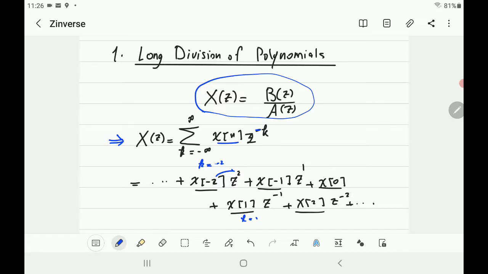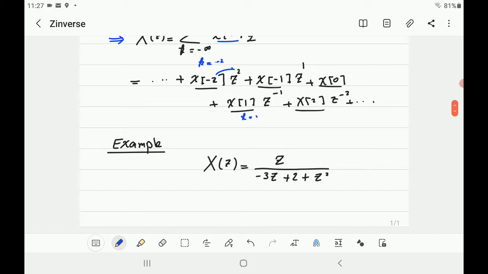So if you can expand x of z in this series, you can find x of minus 2, x of minus 1, x of 0, x of 1, x of 2, x of 3, and so on. These are the terms of x of n. So you got x of n. Well, let's explain how we do that in an example.